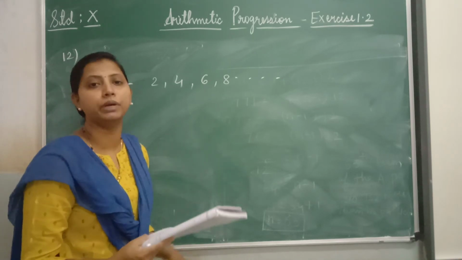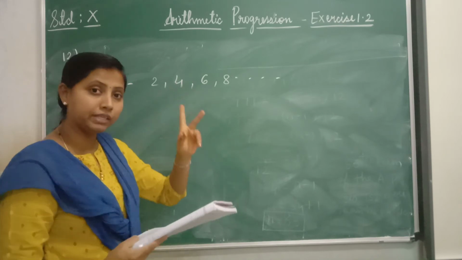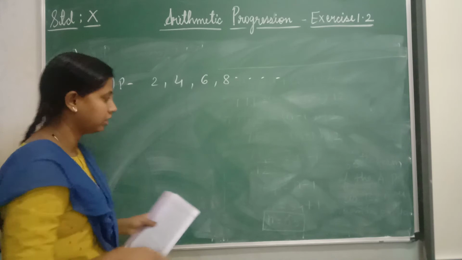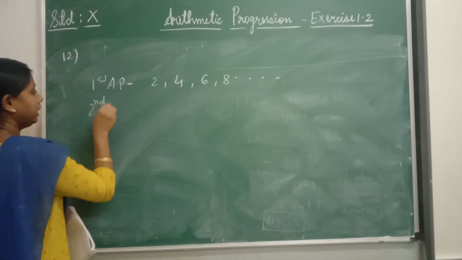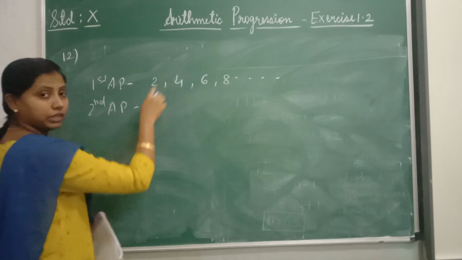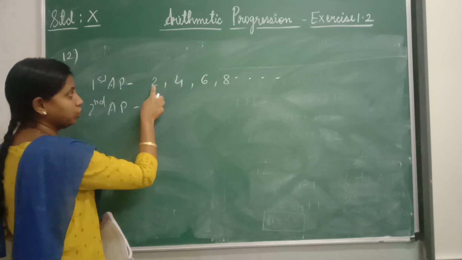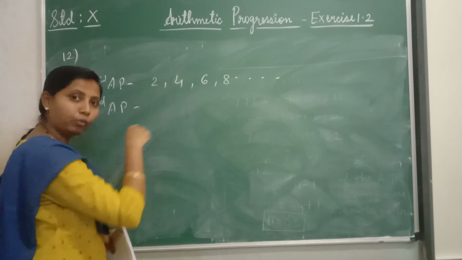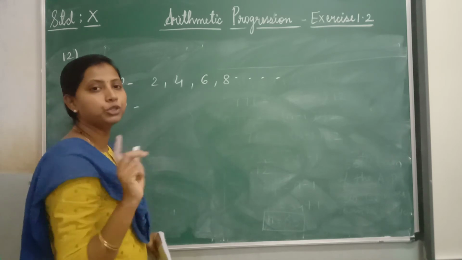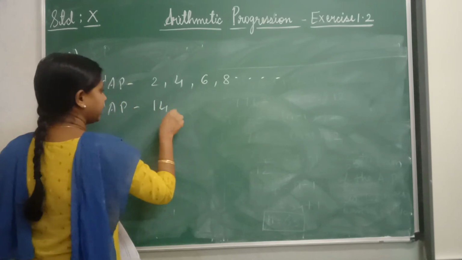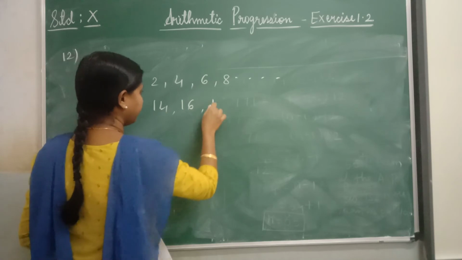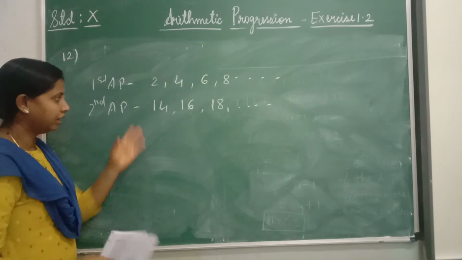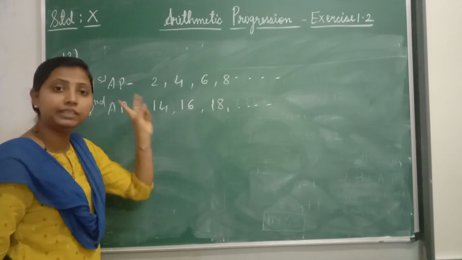Having the same common difference. Two APs are there. The common difference of both the APs is the same, as given in the question. So let us take the second AP also such that the difference is the same. What is the difference here? 4 minus 2 is 2, 6 minus 4 is 2. So the difference is 2. So for the next AP, the difference should also be the same. So I will take, for example, anything, and so on. This is my second AP. Numbers can be anything, but the difference should be the same.